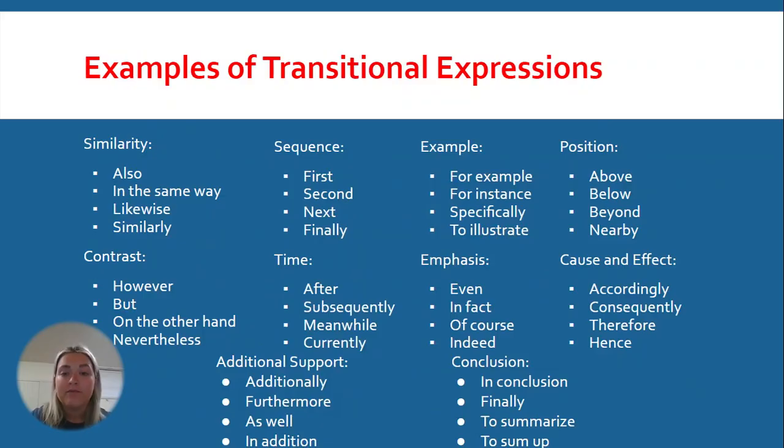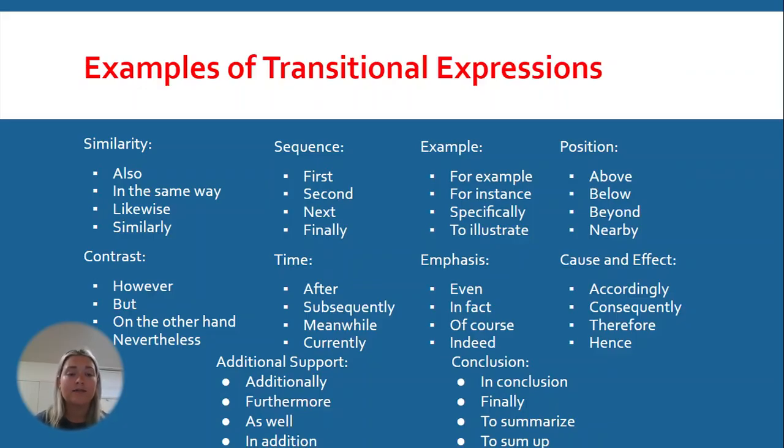And then we have example. This sentence would start with for example, or for instance, or specifically. Moving on to position, this would be talking about maybe something that was in the sentence before or a couple sentences below in the writing. These would look like above, below, beyond, or nearby. Sometimes these can be used as describing a picture within some type of academic writing, like below is a diagram or a graph showing X, Y, Z.